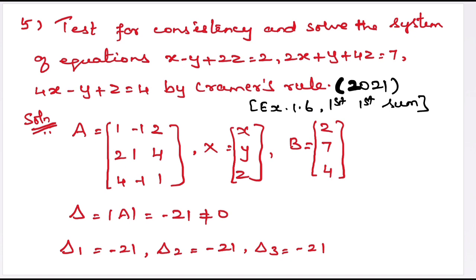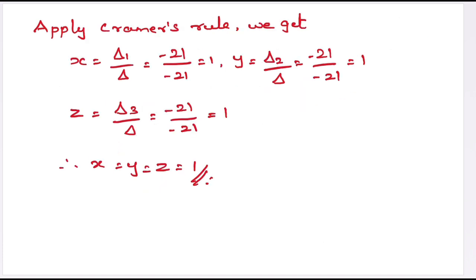Find the main determinant. Delta is equal to determinant of A is equal to minus 21, which is not equal to 0. Then find delta 1, delta 2, delta 3 by replacing the first, second and third columns with the constants. That is, we have delta 1 is equal to minus 21, delta 2 is equal to minus 21 and delta 3 is equal to minus 21. Then apply Cramer's rule. We get x is equal to delta 1 by delta, which is equal to 1, y is equal to delta 2 by delta, which is equal to 1, and z is equal to delta 3 by delta, which is equal to 1. Therefore x is equal to y is equal to z is equal to 1 is the solution of this problem.